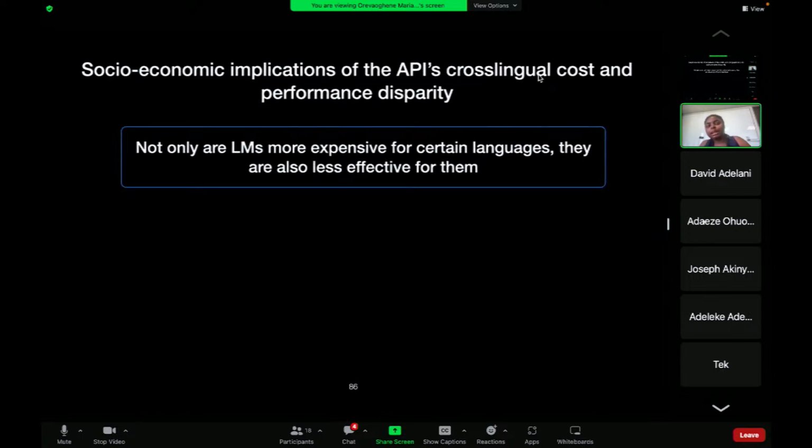Because it shows that not only do I have to pay more, not only are these language models more expensive for certain languages, they're also less effective for them. And nobody tells you, oh yeah, this model doesn't perform so well on this language, hence don't use it. You just find out yourself.